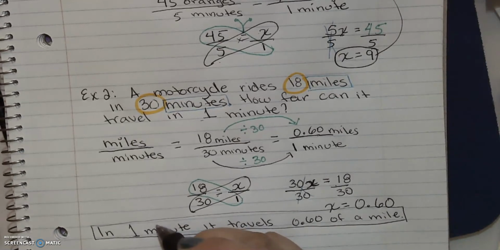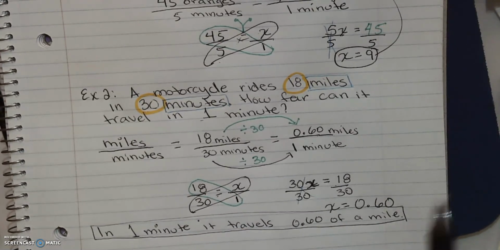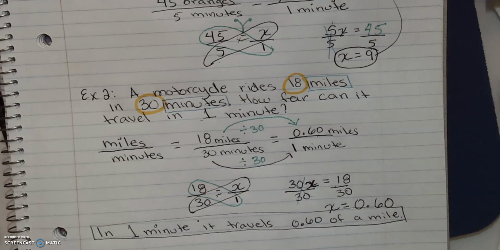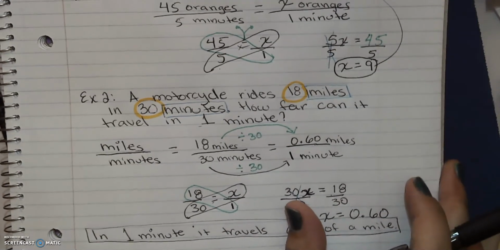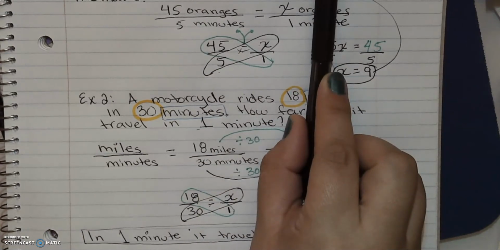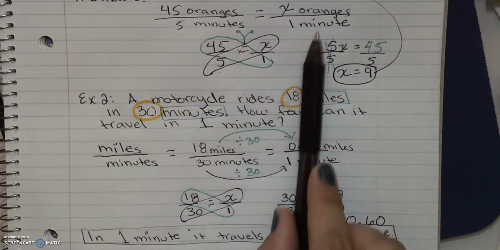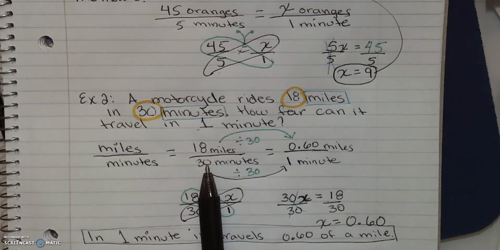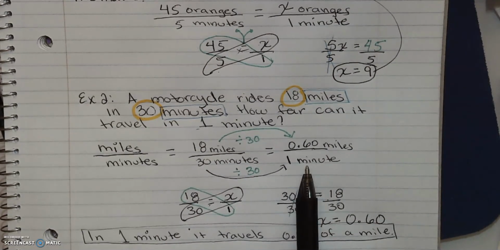Okay, so always remember, my students, if it is asking you for that unit rate, that's the key word, the unit rate. That means your denominator needs to be turned into that 1.